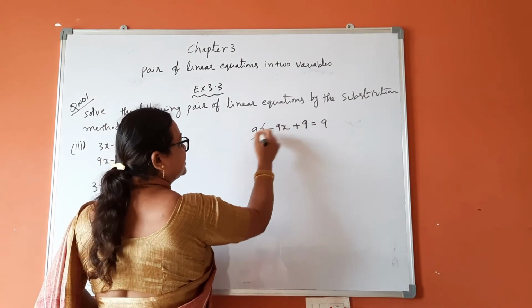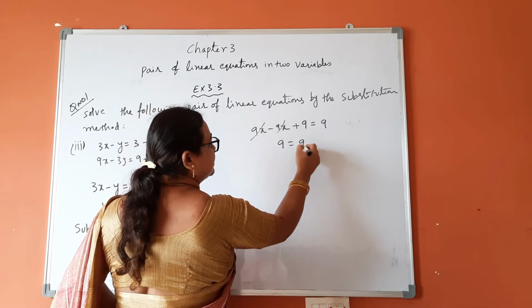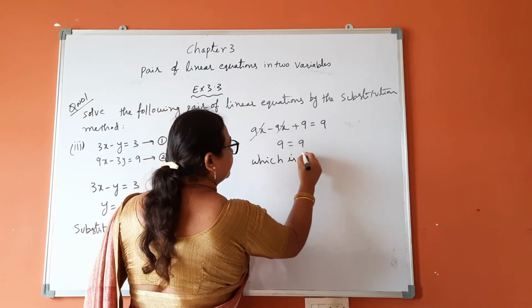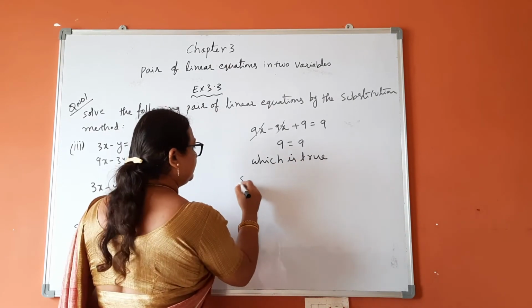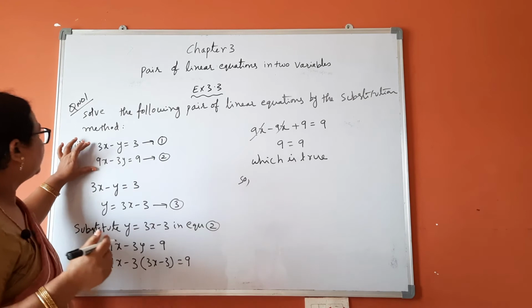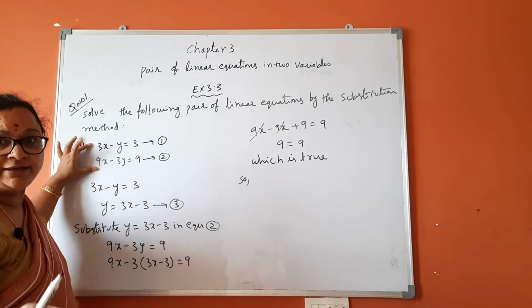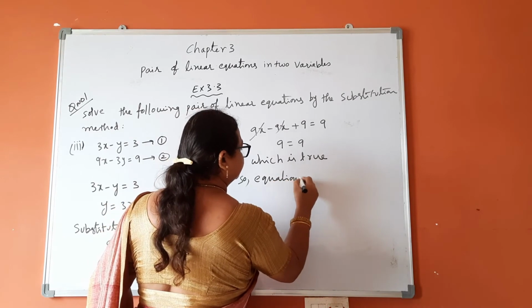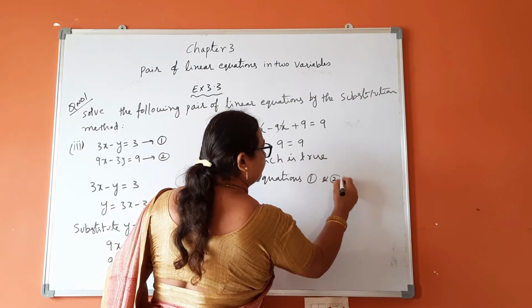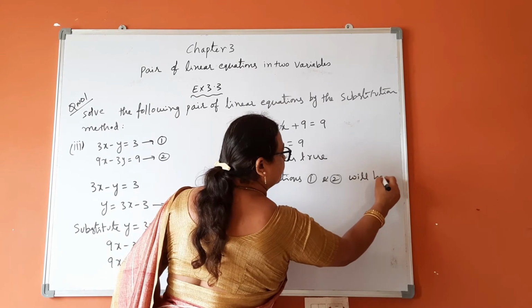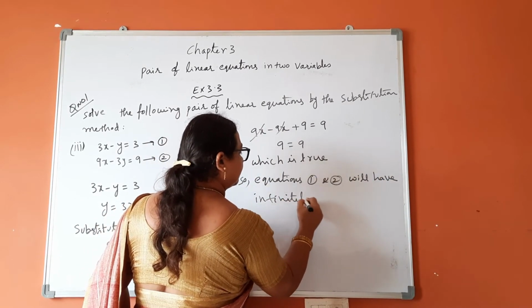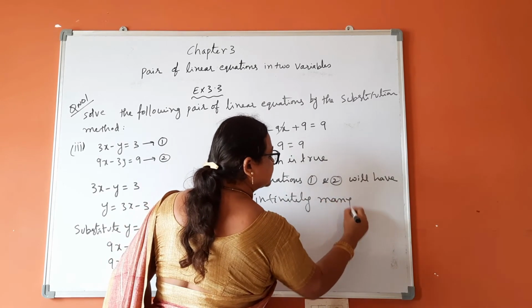9x minus 9x gets cancelled. So 9 is equal to 9, which is true. So equation 1 and 2 will have infinitely many solutions.